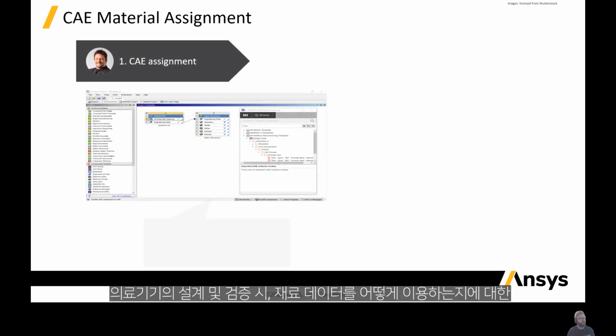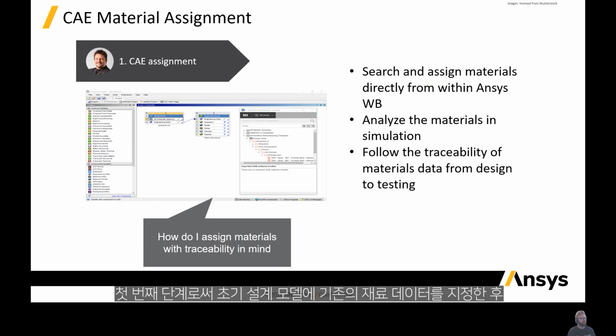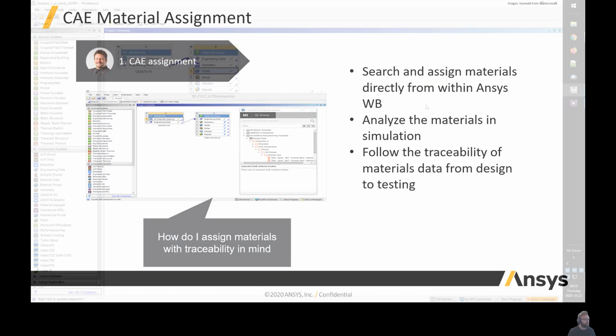So the first step is just assigning a material. How can I assign a material with traceability in mind, and what does that mean? So we're just going to go into what's called a gateway. You can actually go directly within your CAE simulation tool and be able to assign a material for use in simulation.